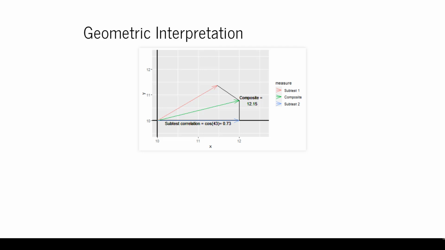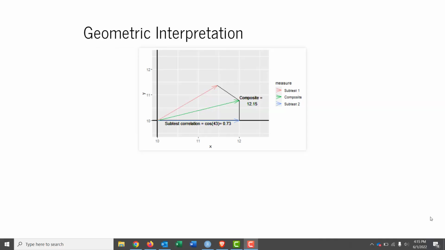Now, remember when the scores were 8 and 8 for subtest 1 and subtest 2, that's 2 below the mean. We found that the composite score in that case was 7.85. What does that say? That was 0.15 more extreme than those two subtests. That's what's happening here, just in the other direction. The composite is 12.15, 0.15 more extreme than the two subtests.